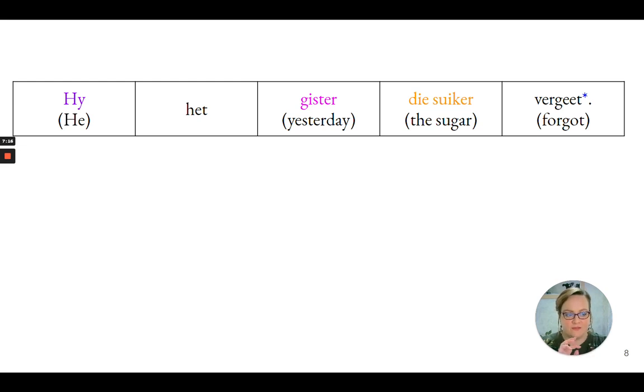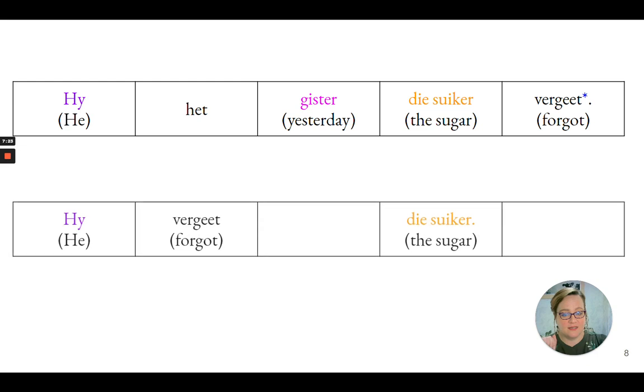Okay, that verb moves to the verb one place and loses its ge. Hy vergeet die suiker. That's it. This seems a bit too easy, hey? But my suggestion is make a sentence in present tense. Like, what are you doing now? Ek sit by die tafel.